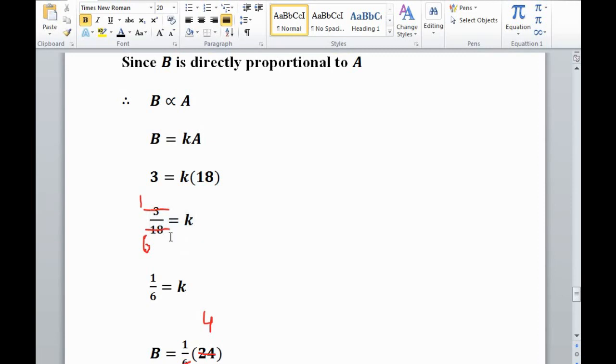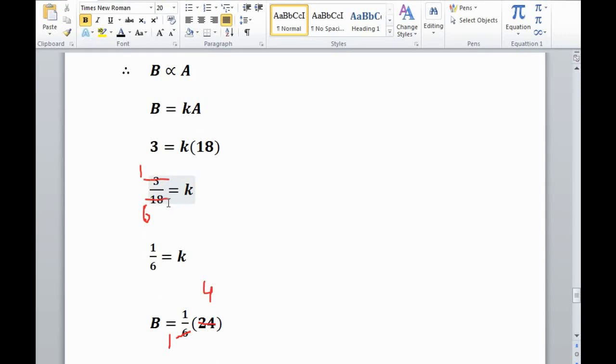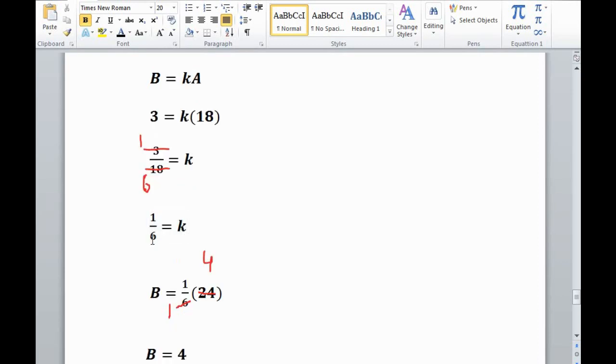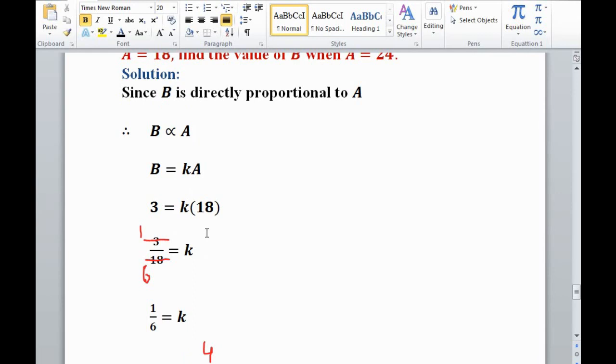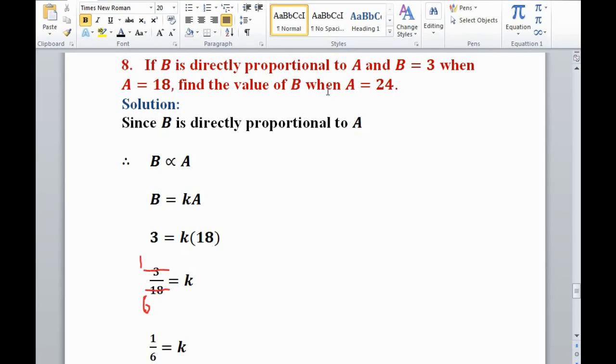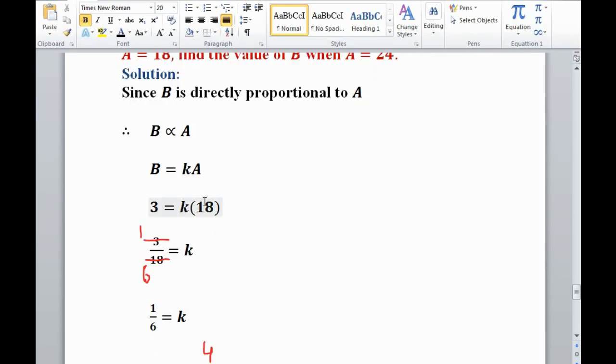Okay, here we have a common factor between 18 and 3, and the common factor is 3. So 3 times 1 is 3, and 3 times 6 is 18. So now we have 1 upon 6 equals k, which is the value of constant k if b is directly proportional to a. Now let's find the value of b when a equals 24. So I'm going to put the value of a and k in this equation to find b.